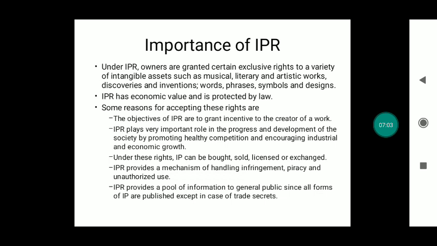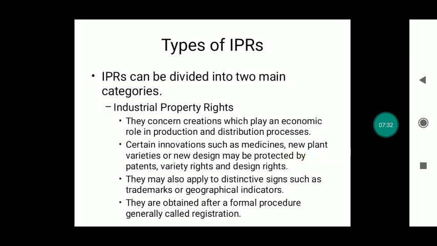The objectives of IPR are to grant incentive to the creator of the work, that is royalty to the work, and IPR provides a mechanism for handling infringement, piracy, and unauthorized use. IPR provides a pool of information to the general public since all norms of IPR are published except in the case of trade secrets. Okay, this IPR has a lot of benefits to the creator. That becomes the importance of IPR, and there are different types of IPRs.